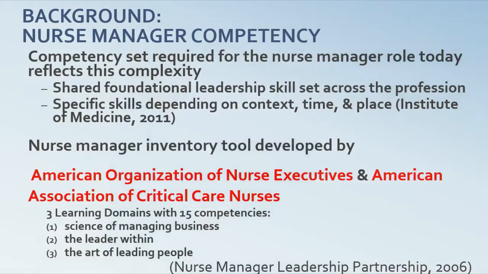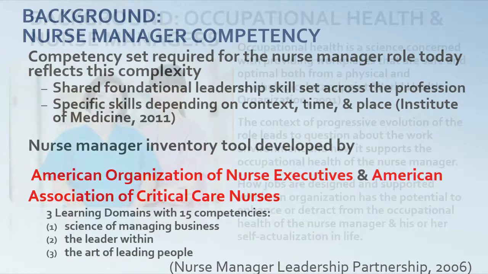Competency sets. Have you guys heard of the American Organization of Nurse Executives? Very important. So for those of you in the room that are younger nurses, join your professional association. I'm an AORN member. They are very important. These two fabulous groups developed 3 learning domains with 15 competencies. That's a lot. The IOM report says we need leadership skills depending on context, time, and place. So the literature is telling us that we need these things.